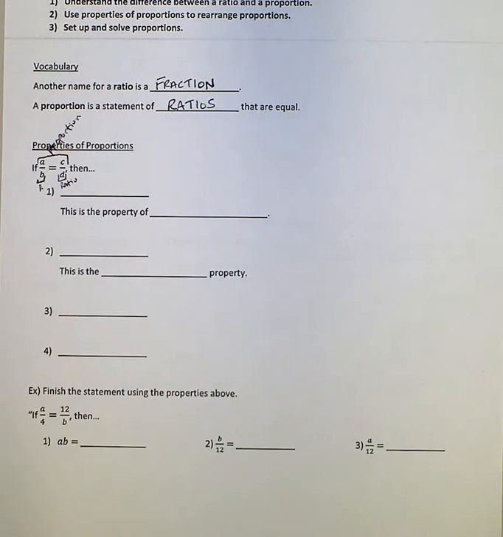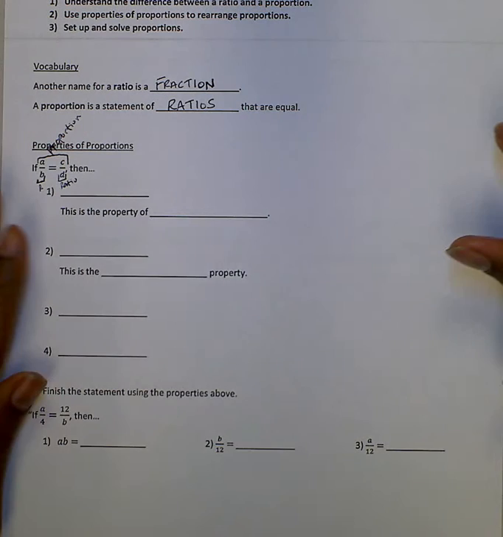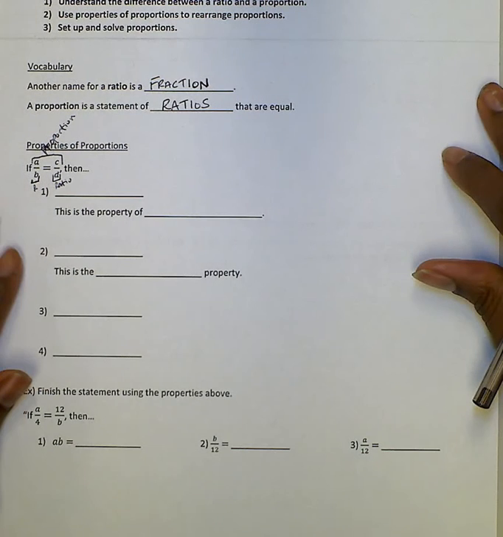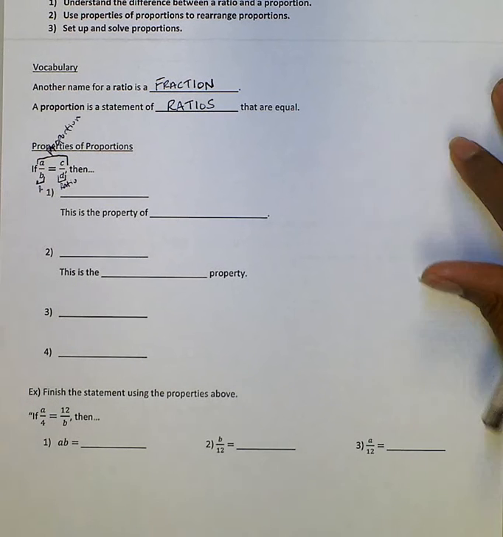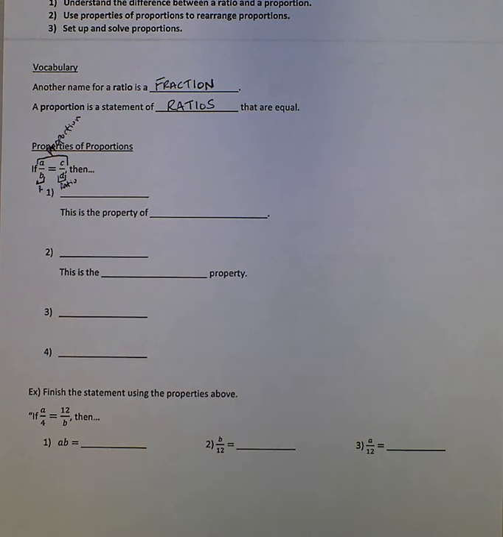Now we're going to talk about the different properties of proportions, and this will come into play later as we talk about proving triangles similar. You might not notice it then, but we'll see why it works now.